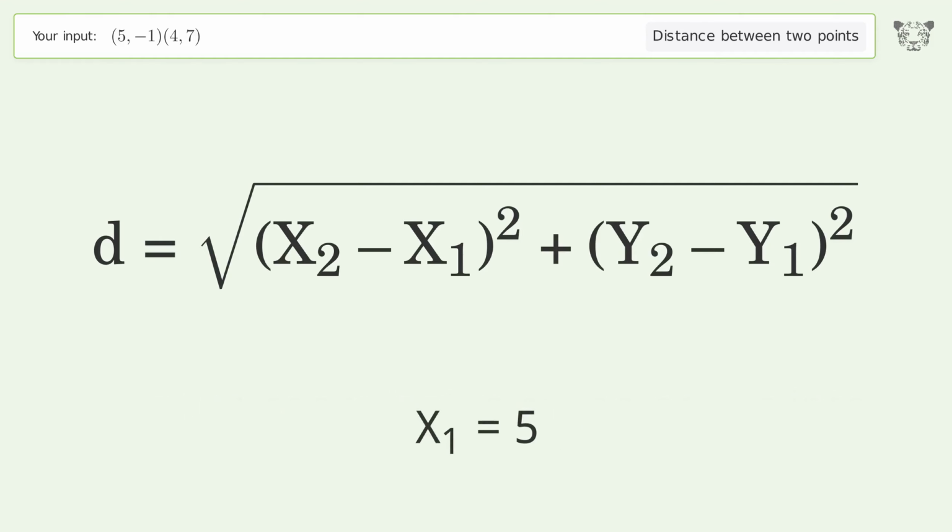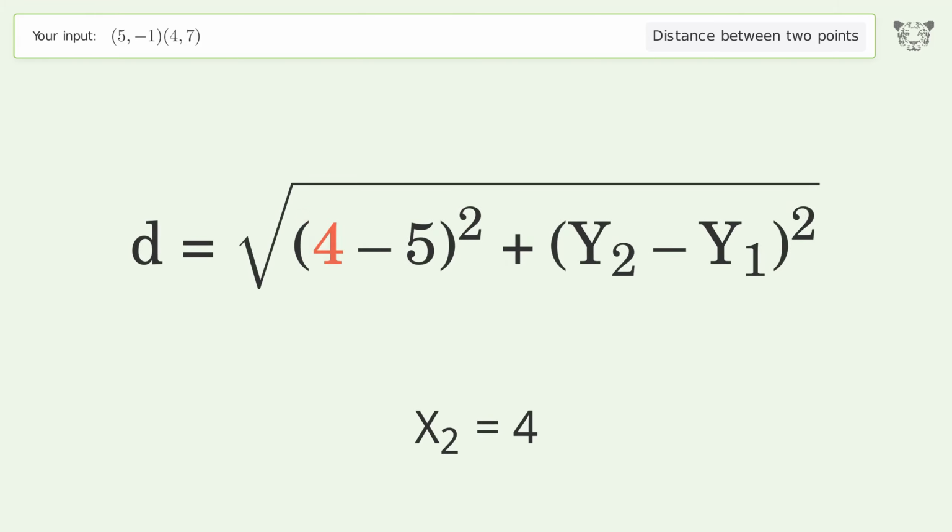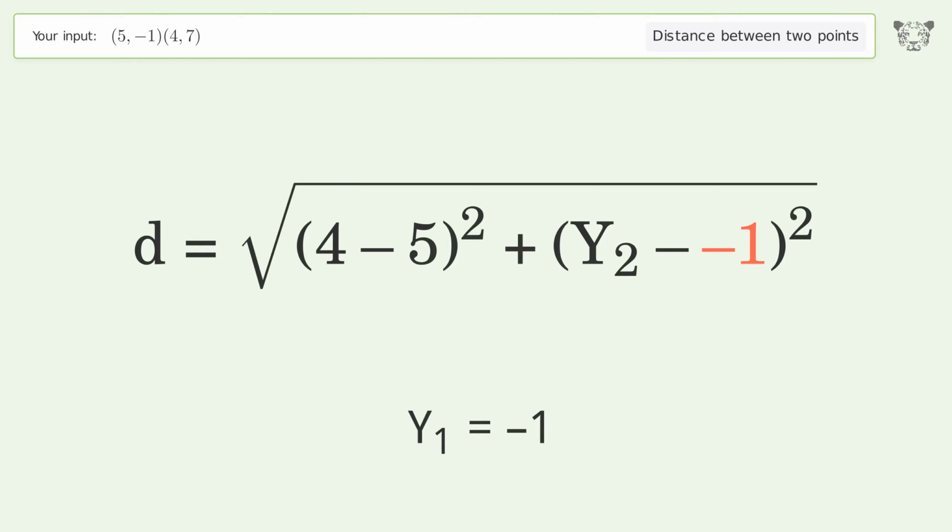x1 equals 5. x2 equals 4. y1 equals -1. y2 equals 7.